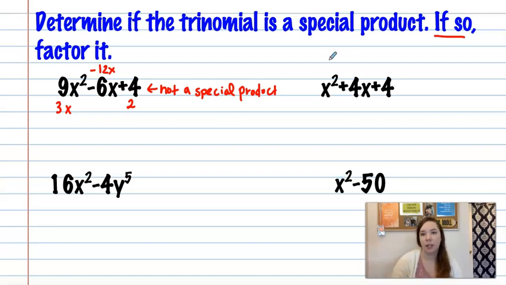For this second one, square root of x is x, square root of 4 is 2. Multiplied together, that's 2x. Doubling it would be 4x. So it is a perfect square trinomial, and we'd have x plus 2 squared.